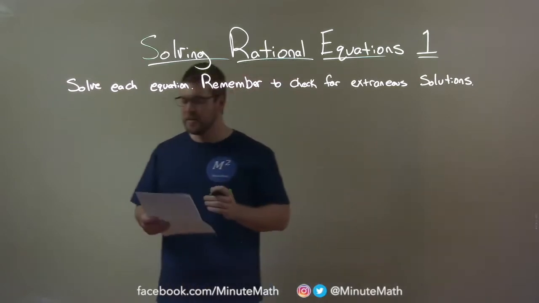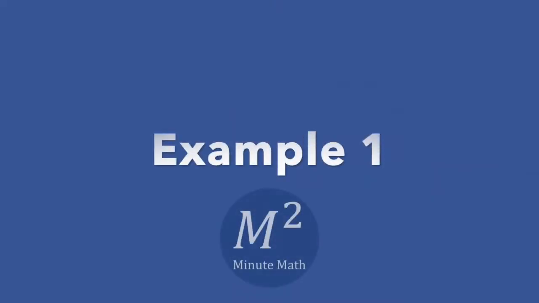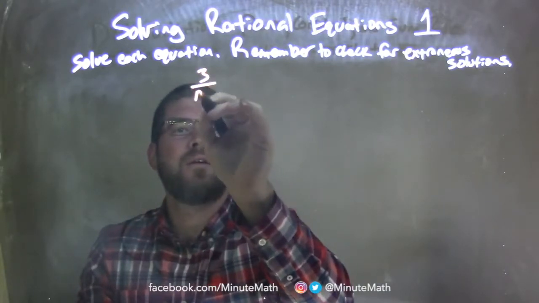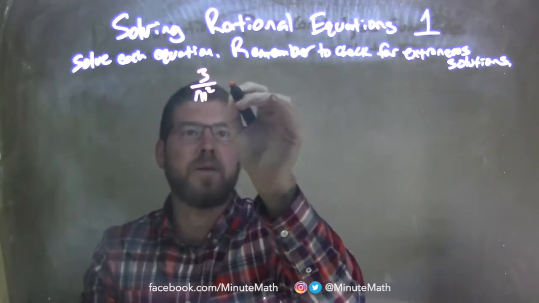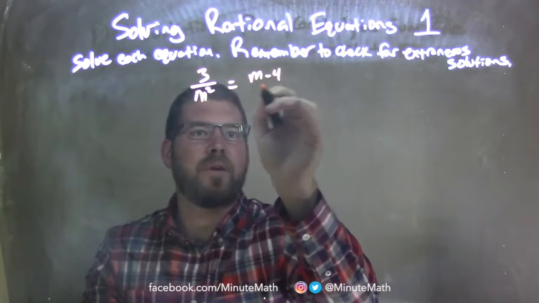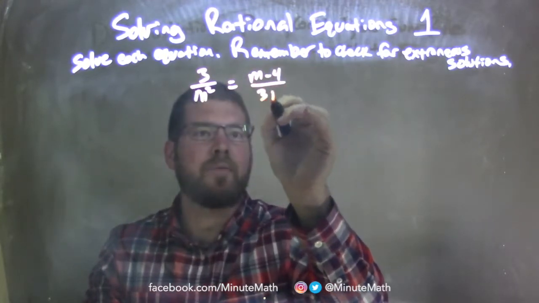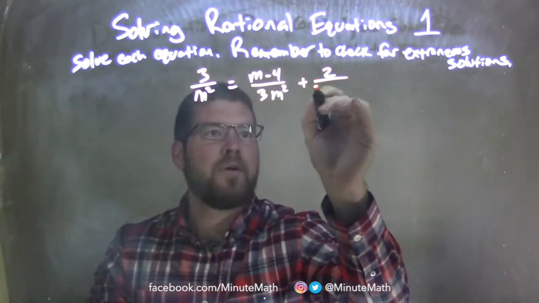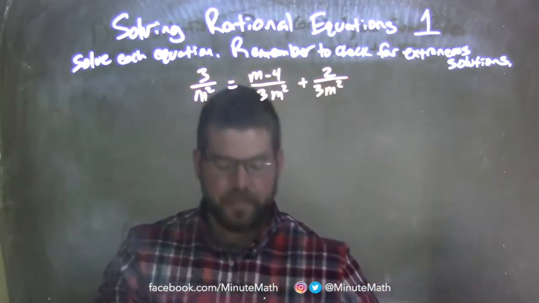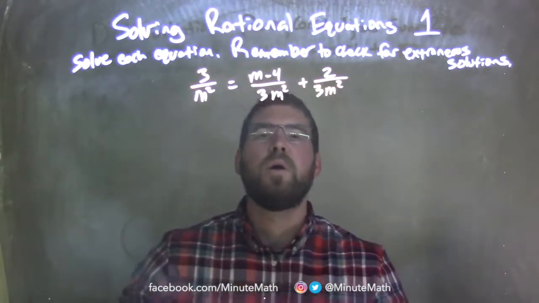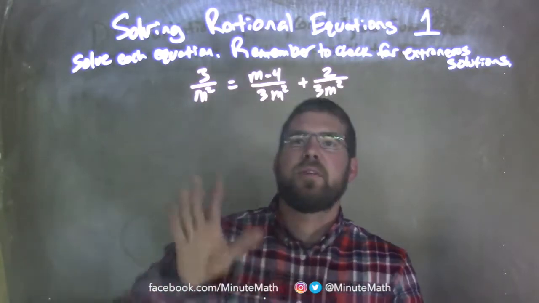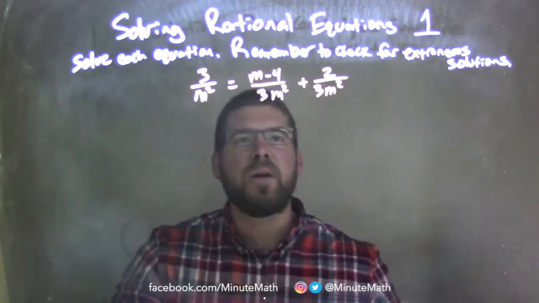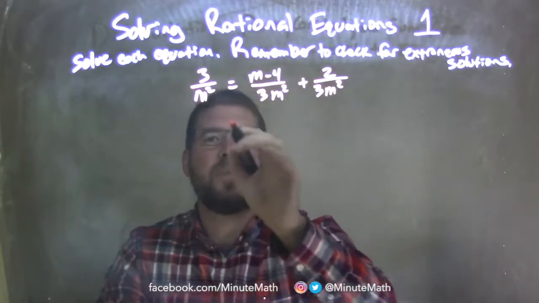So, if I was given this equation, 3 over m squared is equal to m minus 4 over 3m squared plus 2 over 3m squared. Okay. Well, first thing I'm looking at here, I see a lot of fractions, and what I want to do is see if I can combine these two fractions. So I'm going to combine them here.